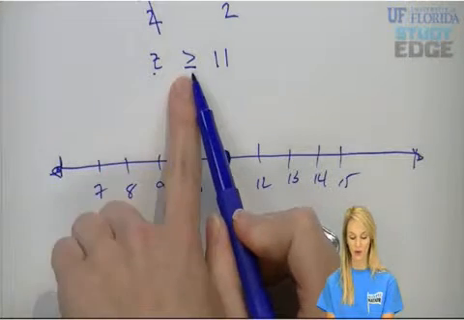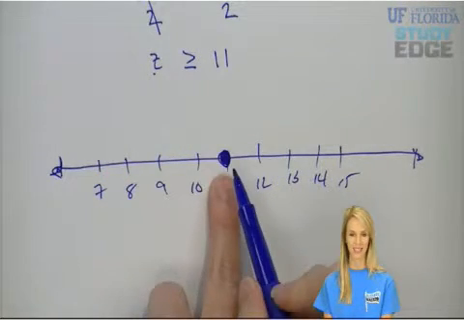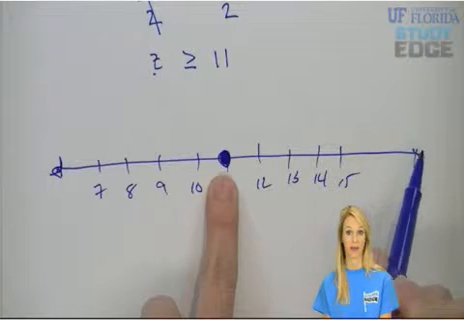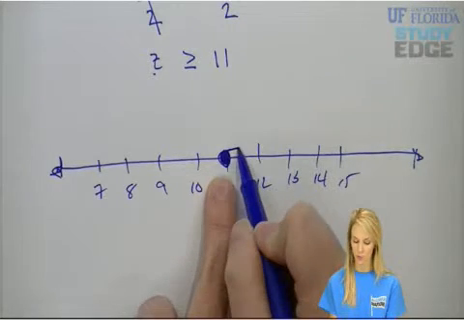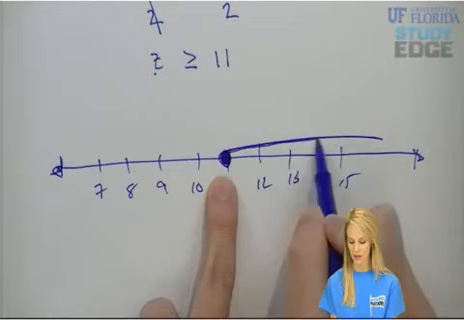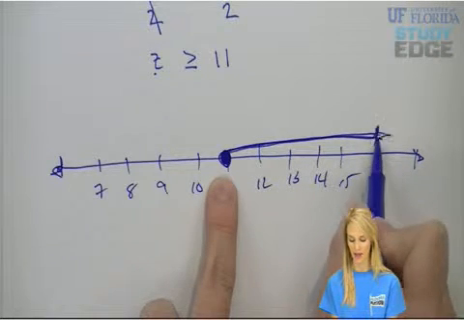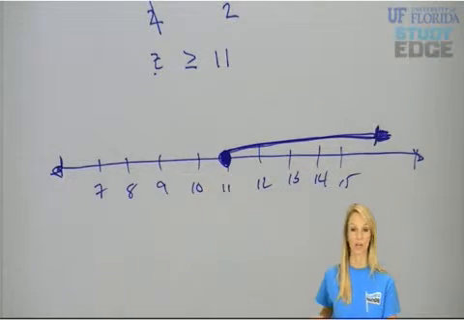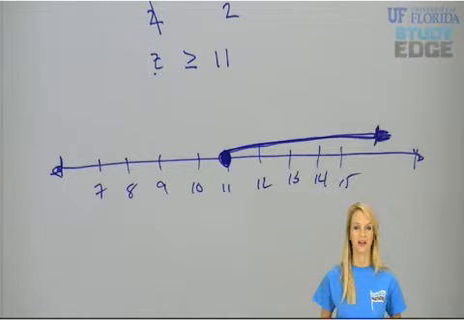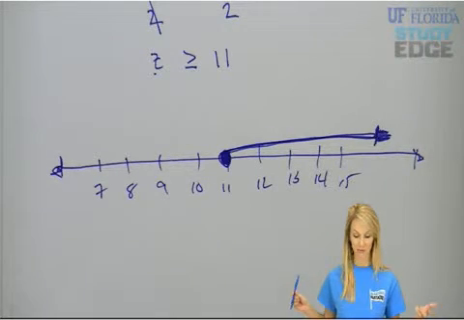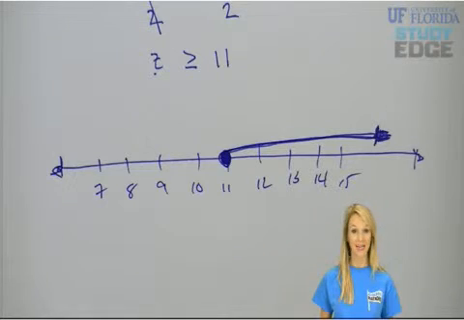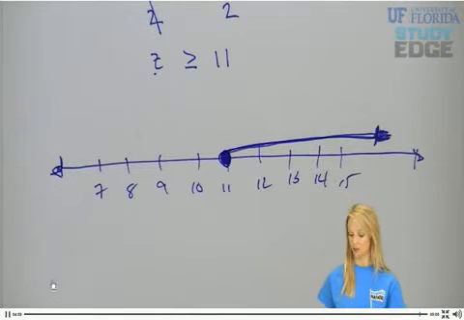So if z can be greater than or equal to 11, what numbers could z be? Anything bigger than 11, right? 11 or bigger. So we're going to look at all of our values greater than or equal to 11. We're going to draw our arrow towards our bigger values, towards our big positives out there. All right, guys, that was it. We took a statement, created it as an inequality, and then we solved for it, and we graphed it.